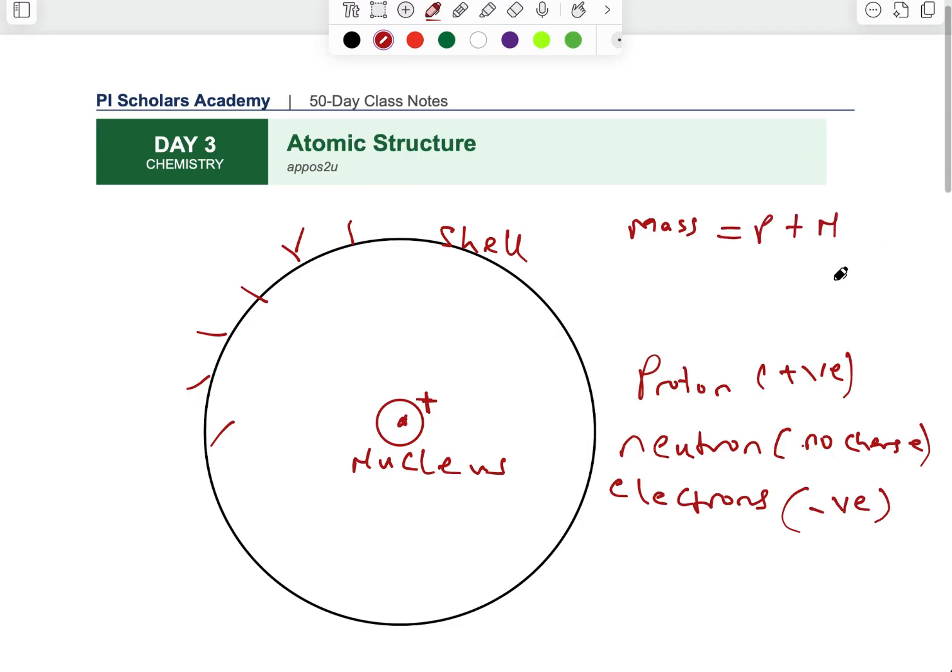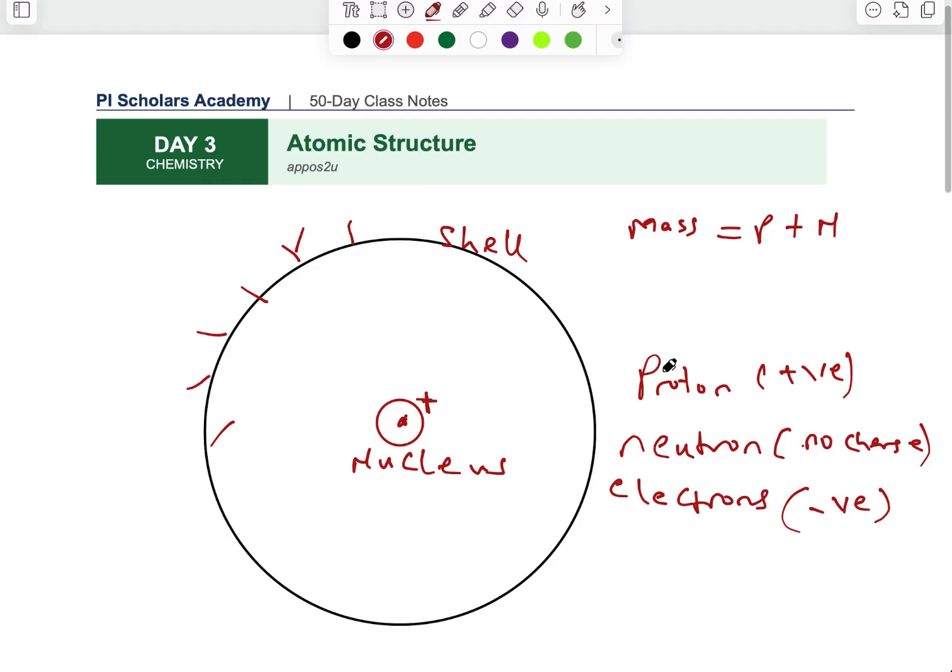Sum of the proton plus the neutron. Now, here's what I want you to note. Before we begin to go into some other types of substances, we are talking about a neutral atom here. And one thing about a neutral atom is that the atomic number is also the same thing as the number of protons.